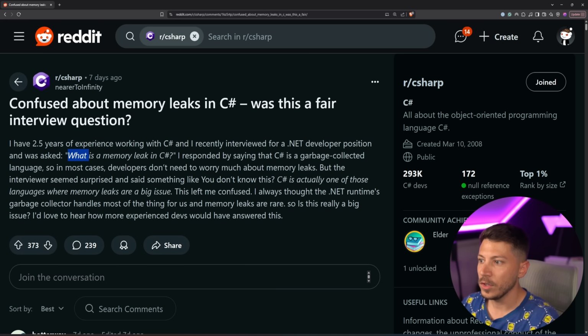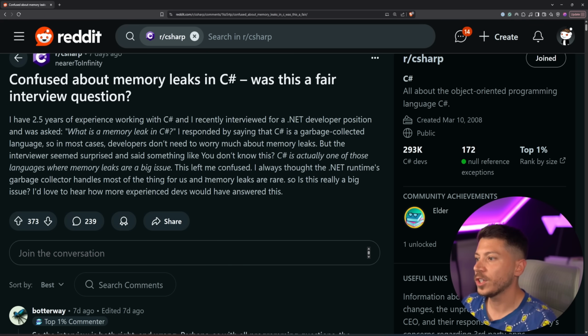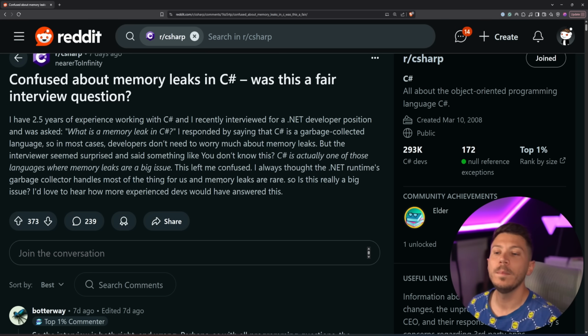They messed up. You messed up with this, but they messed up, in my opinion, with this as well. And if you're the interviewer watching this, what the hell? The person always thought that .NET Runtime's garbage collector handles things for us. Memory leaks are rare. Yeah, that's true. It is not a common issue, but you should be able to explain what memory leakage is. Memory that is being allocated and is not being then cleaned up.